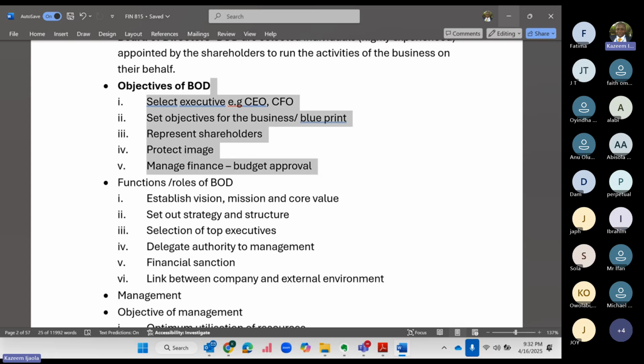Sorry, objective. Sorry, I'm being distracted because of the match. Okay, these are the objectives of directors. So just know these five objectives. I'm sorry. Now let me focus. I'm not watching again.